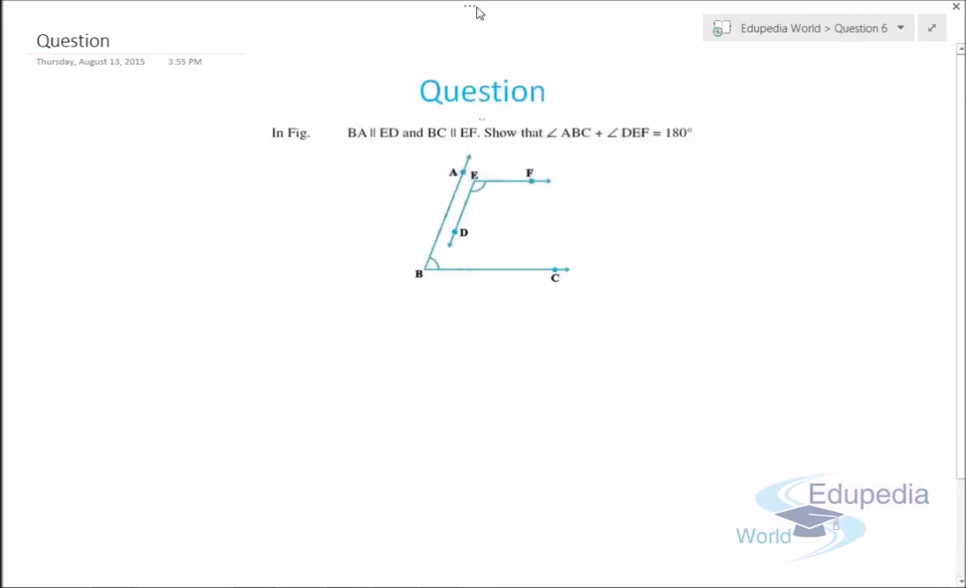Now the question says, kind of the same type of question but also very important. The question says that this line is parallel to this line and this line is parallel to this line. Same, we'll extend the lines like this and like this. So let's mark this X and take this as a point A. Now we have to show that angle ABC, this angle, plus angle DEF, this angle, equals 180 degrees.